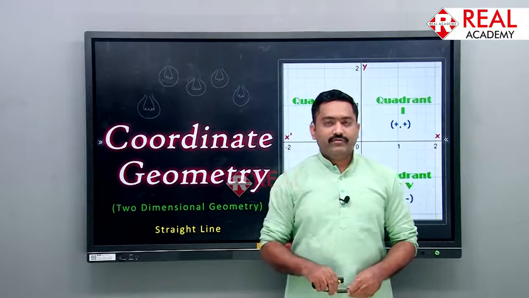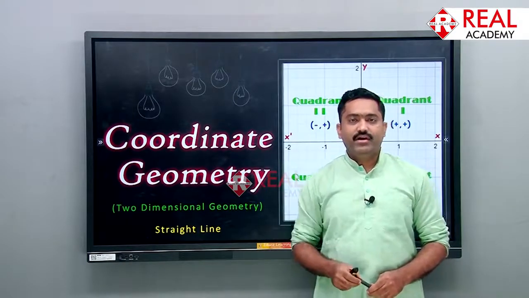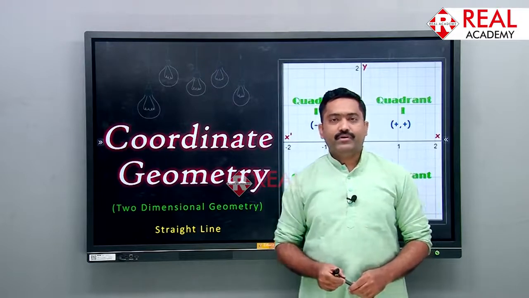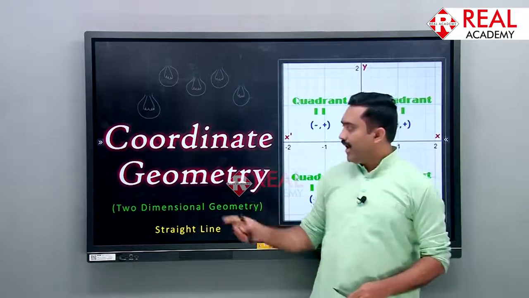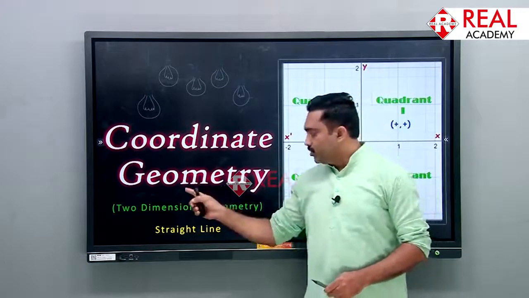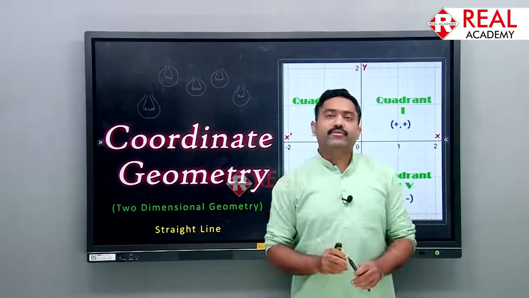Today we are starting with one of the interesting topics of 11th Science Maths 1, which is straight line. Now you can see here straight line. Before that I have mentioned it as coordinate geometry, two-dimensional geometry. Let us understand these terms one by one first.